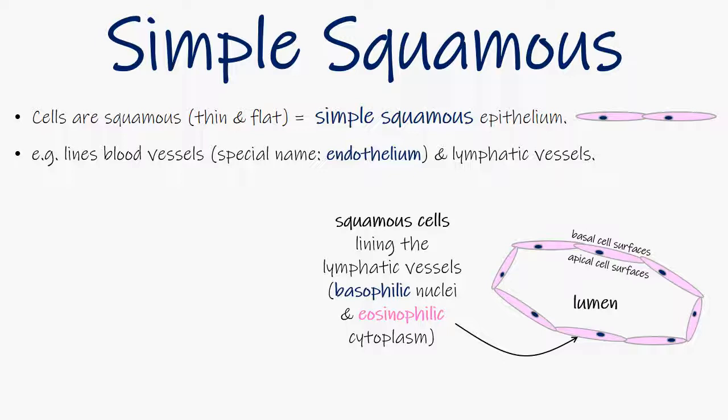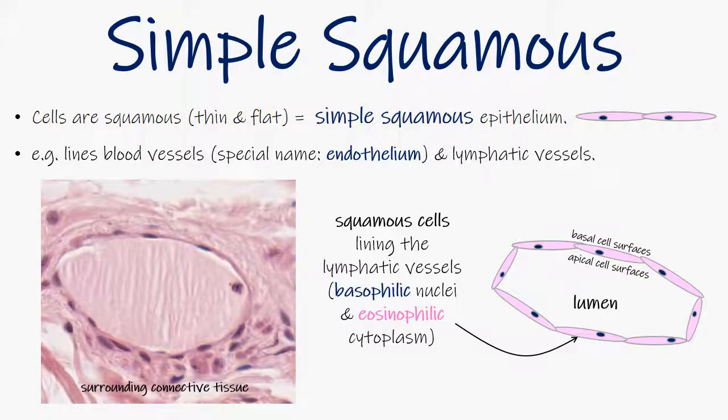Now compare the schematic to a micrograph image of a lymphatic vessel, and you can clearly see the flattened basophilic nuclei and eosinophilic cytoplasm of the squamous cells surrounding a lumen.